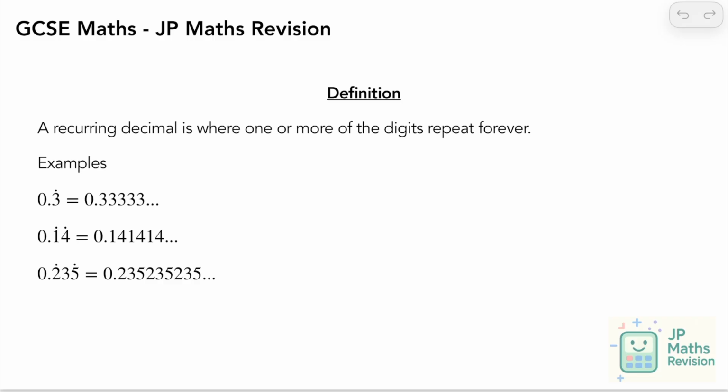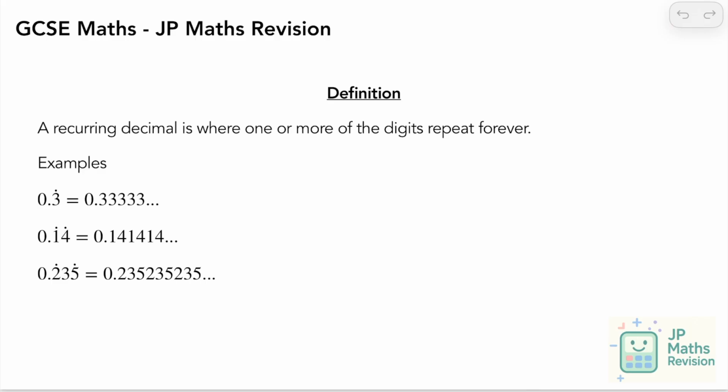A recurring decimal is where one or more of the digits repeat forever. For example, we have 0.3 recurring, that's the same as 0.33333333, and so on and so forth. 0.14 recurring is 0.141414, and 0.235 recurring is 0.235, 235, 235, and so on and so forth.